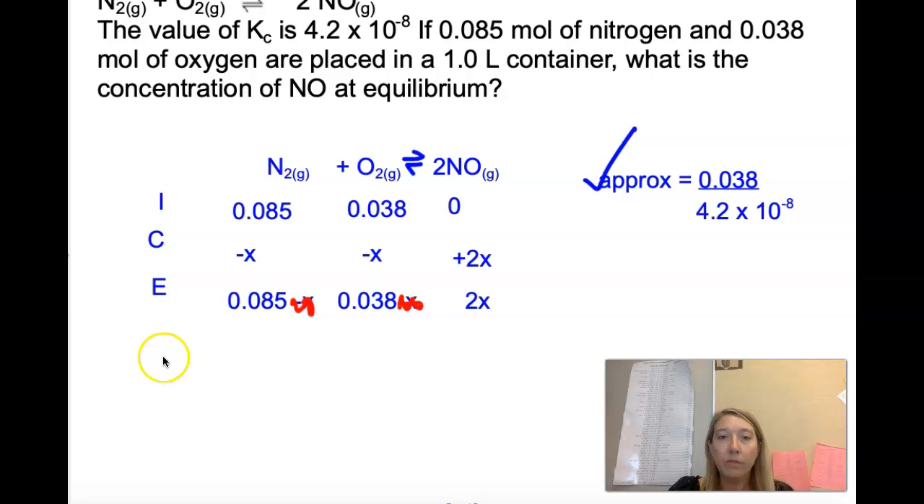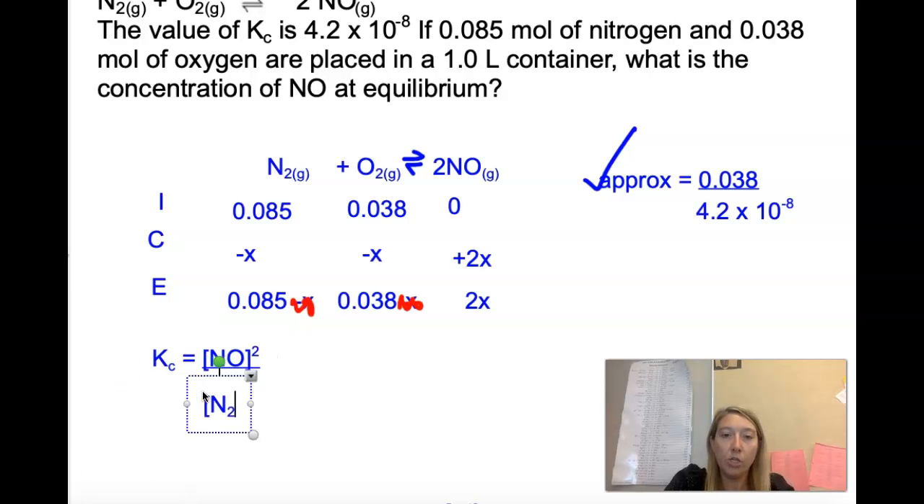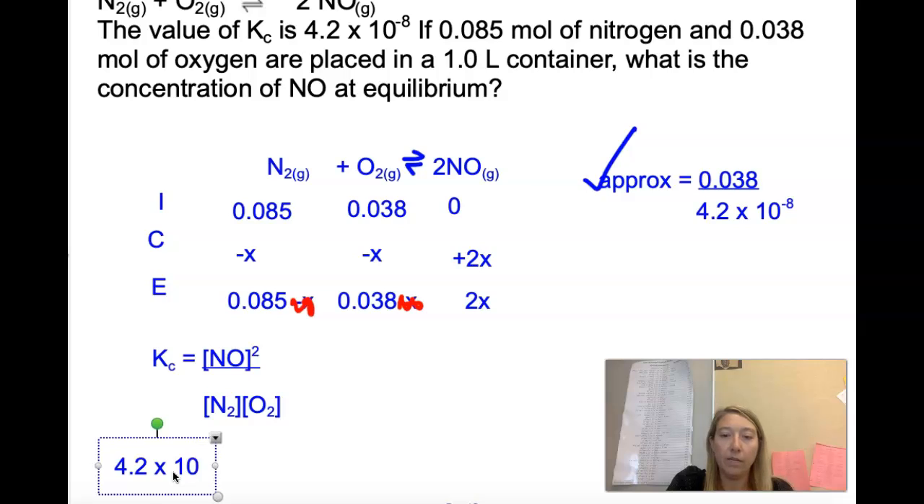Now that we've decided we can do that, we're going to set up our Kc expression just like we always do. We are going to have the concentration of NO squared over the concentration of N2 times O2. We know what our Kc is: 4.2 times 10 to the negative 8. And this is going to equal 2x squared.